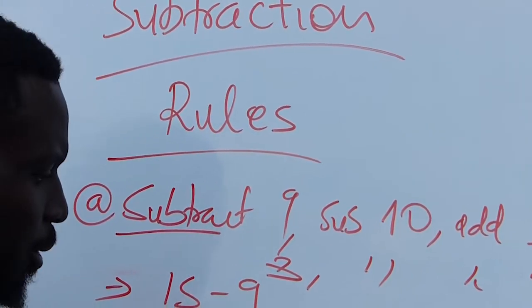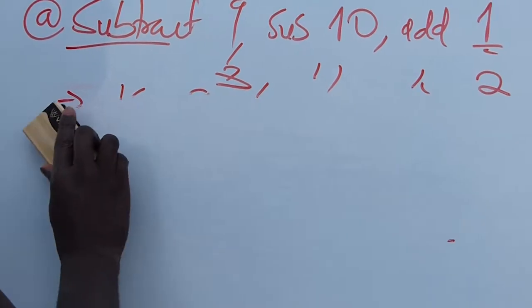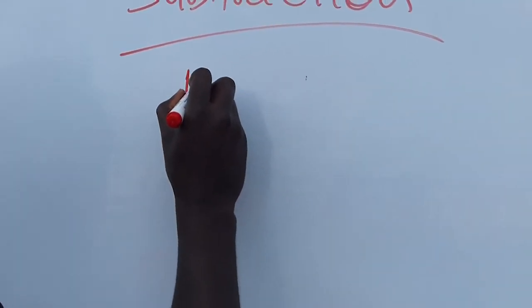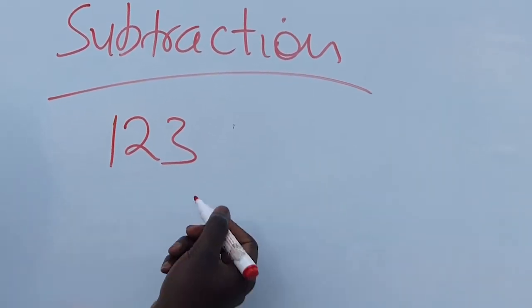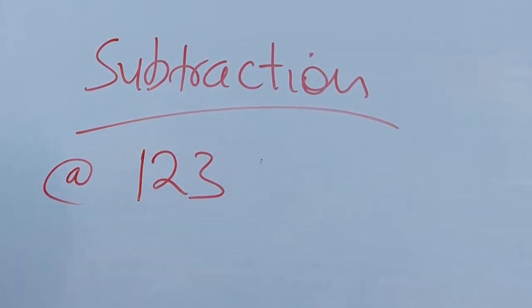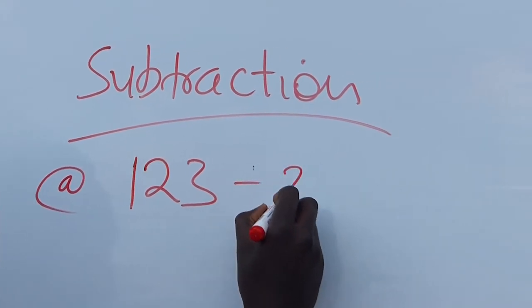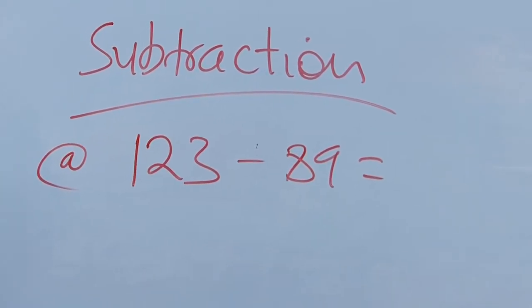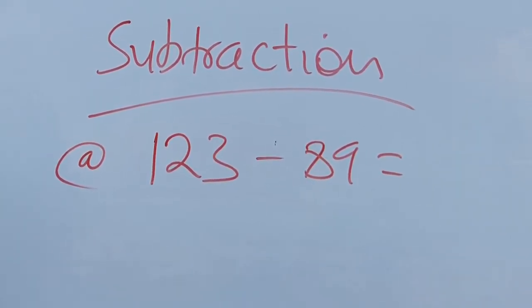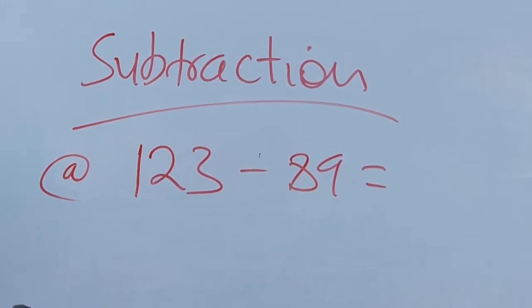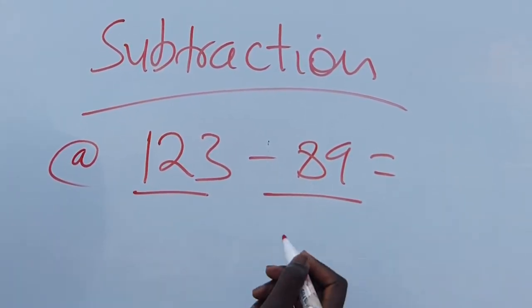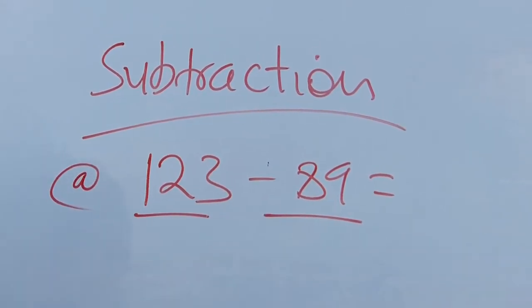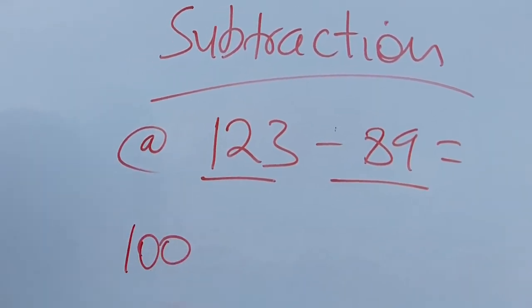Now, subtraction of numbers that are not the same. For example, you may have numbers that are in 100, so for example 123, and you want to subtract, let's say, 89. Okay? There's one thing that I always call a reference number. So our reference number is 100 because these numbers are close to 100.